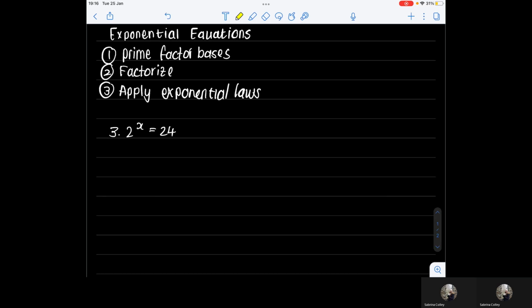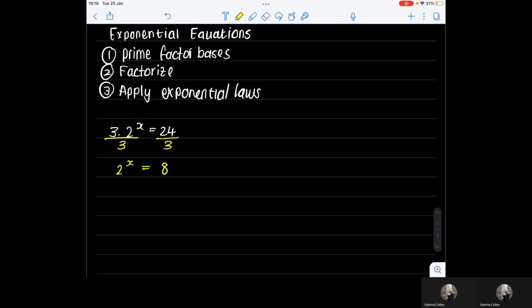So we're going to start with this example, which is 3 times 2 to the power of x is equal to 24. So we want to get x by itself. We always ask, what do we need to get rid of to get x by itself? The first thing we need to get rid of is this 3. It's been multiplied by the 2 to the power of x, so we divide both sides by 3. So we've got 2 to the power of x is equal to 24 divided by 3, which is 8.